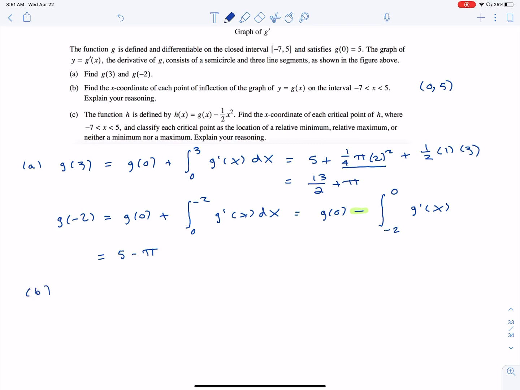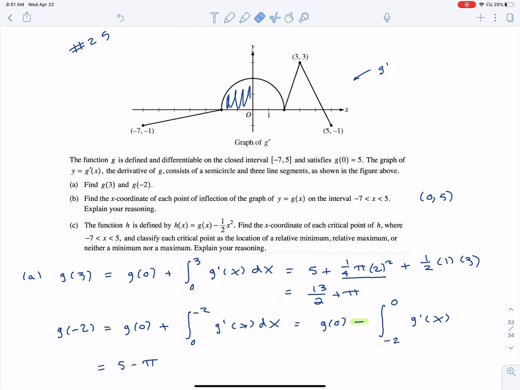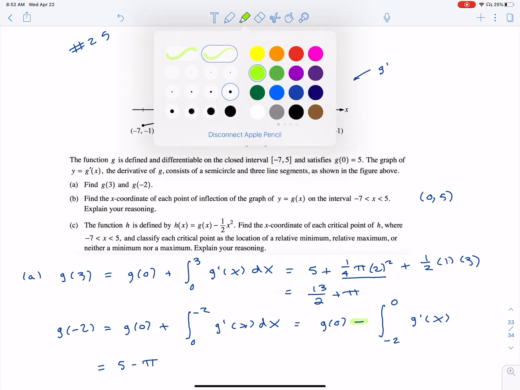Find the x-coordinate of each point of inflection for the graph y equals g of x on its interval. Okay, so we want to find inflection points. So remember, inflection points occur where we're looking at the second derivative, right? So what do we have to do in order to do that? Well, I have to look at where the first derivative changes from increasing to decreasing or decreasing to increasing. So let's go along and see.